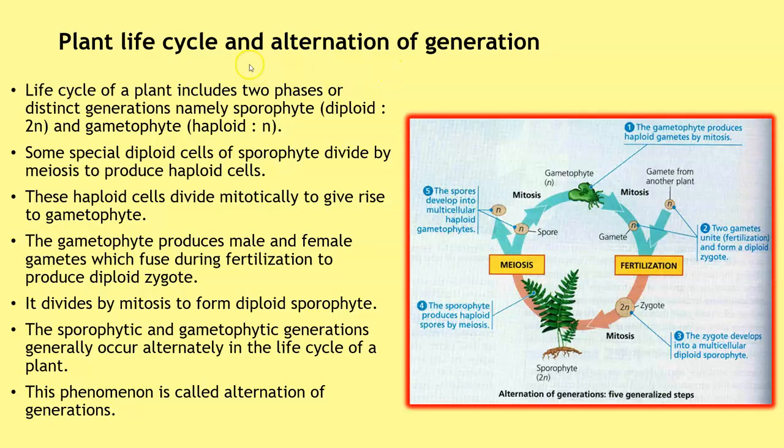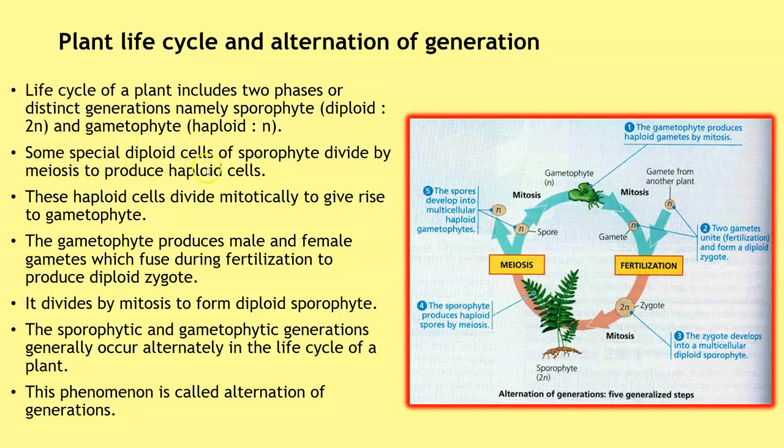Now students, let us have a look at an important concept that is plant life cycle and the alternation of generation. Life cycle of plant includes two phases or distinct generations, namely the sporophyte, which is diploid state, that is 2n state, and gametophyte, that is the haploid n state. Let me explain to you what is a diploid state. Students, within the cell we have our genetic information in the form of chromosomes. Now these chromosomes, when you have the complete set within the cell, it is the diploid set. When it is reduced to half its number, then it is called a haploid state.